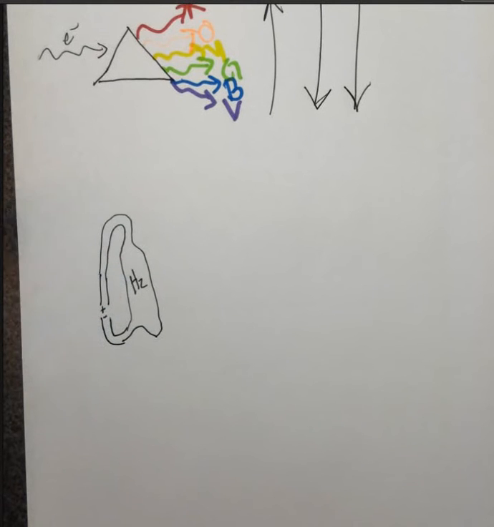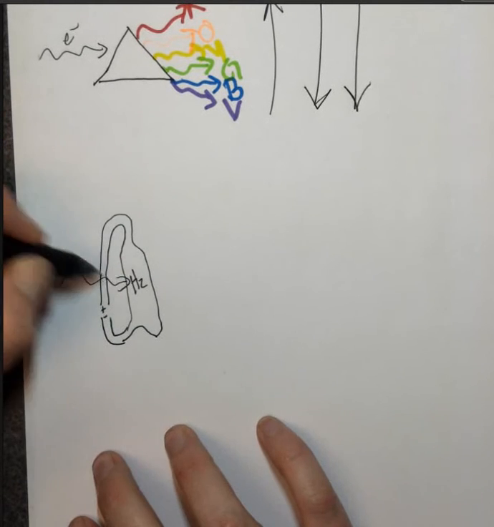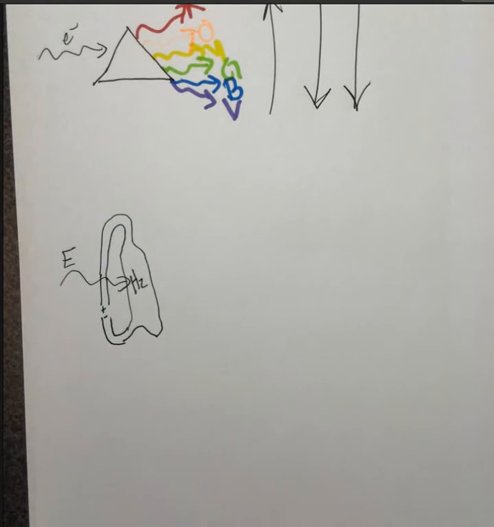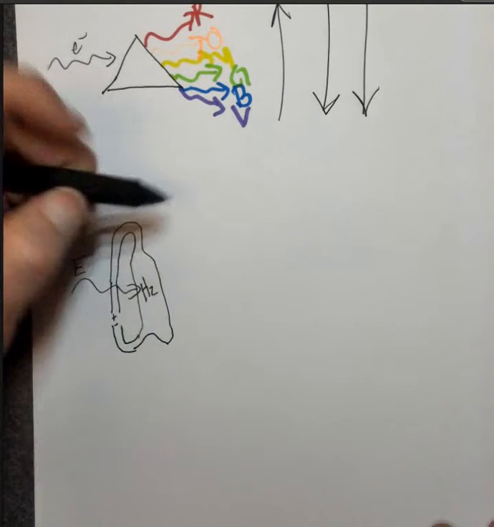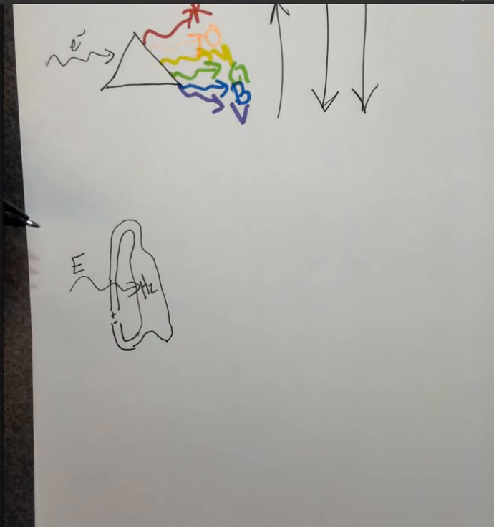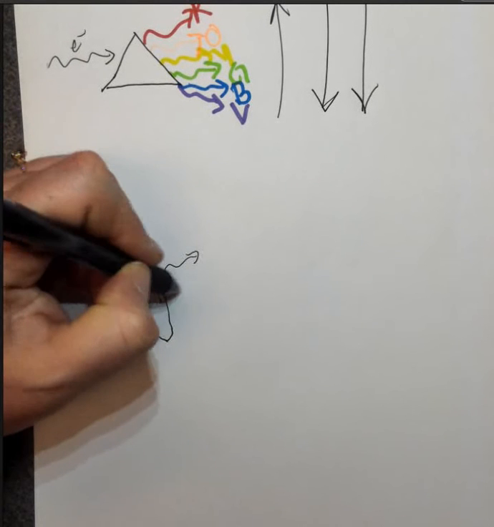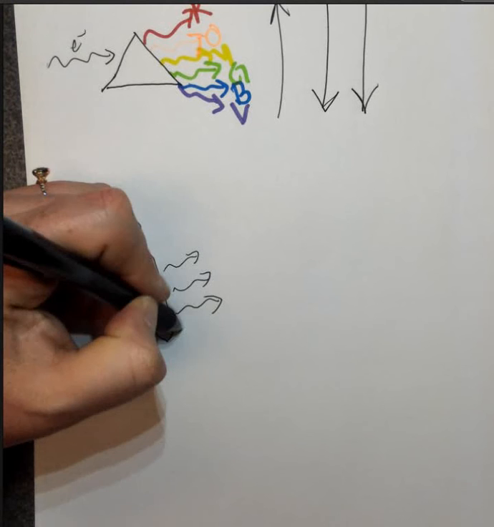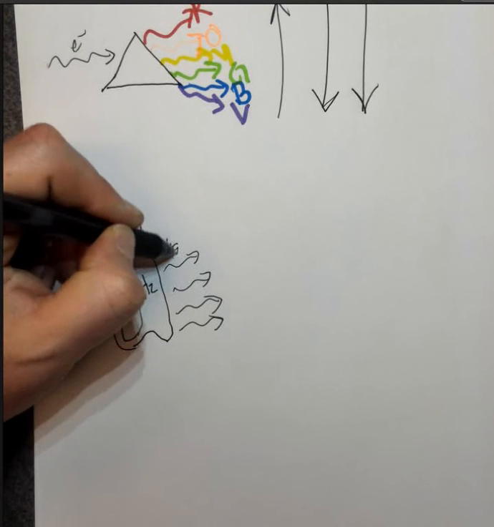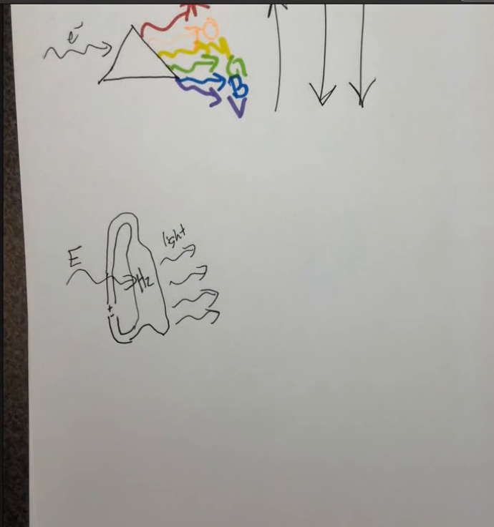Alright, and energy going into the tube gets absorbed by the electrons, just like the electrons in the cathode ray tube were able to absorb energy. And when those electrons release the energy, that energy comes out in the form of light. And this is the light that Bohr wanted to investigate in his experiment with the hydrogen atom.